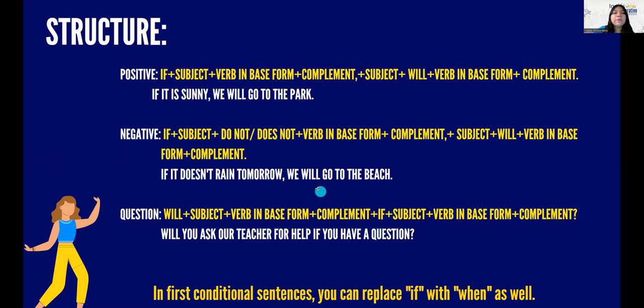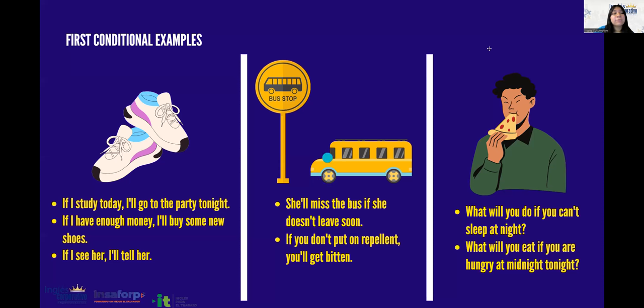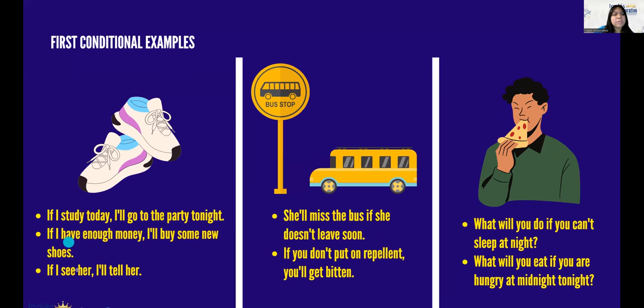All right. So now let's move and let's read some examples. Anna, please read the first three examples. Then Salvador, the other two examples in the middle. And Eulise, the questions, please.